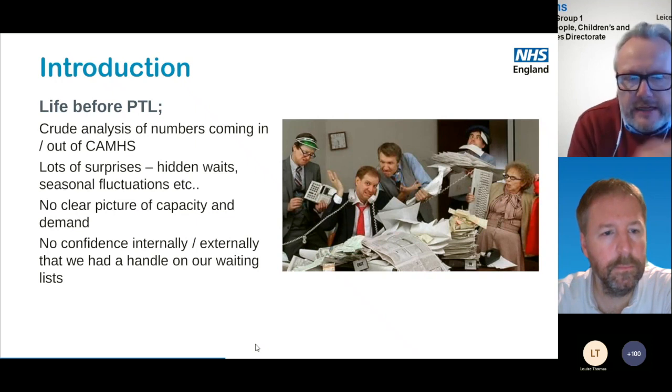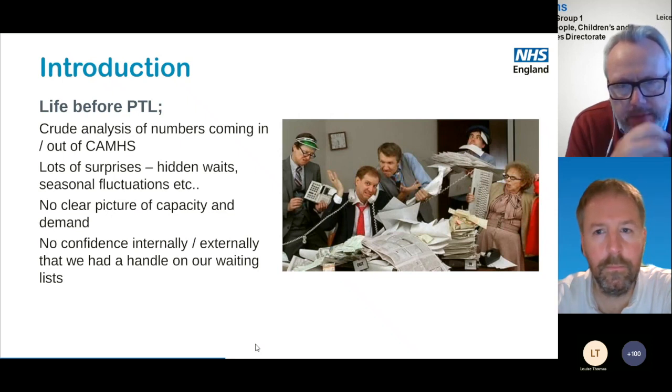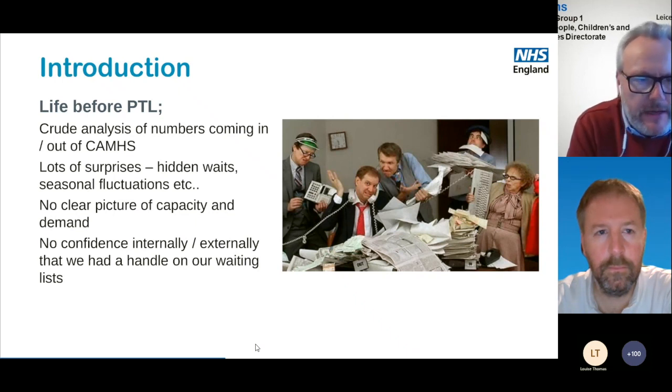And all of that really led to a lack of confidence internally and reporting externally that we had a handle on our waiting lists at all. I should just say the EPR that we use in Leicester is System 1, but I do have some experience of Rio as well. So I'll be aware that people on the call will have a range of different EPRs that they'll have access to, and some people may still be paper-based.